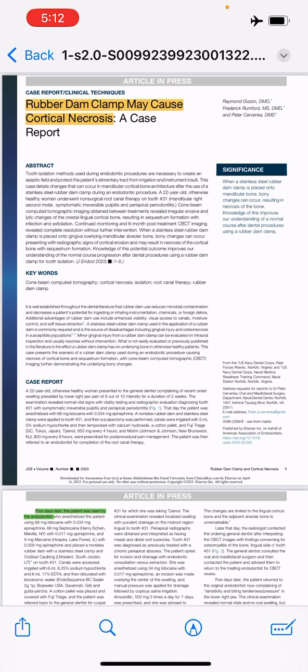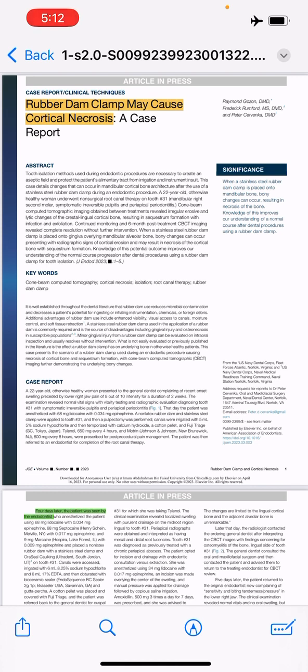It is well established that rubber dam use reduces microbial contamination and decreases a patient's potential for ingesting or inhaling instrumentation, chemicals or foreign bodies. A stainless steel rubber dam clamp, commonly required in the application of the rubber dam, is the source of disadvantages, including gingival injury, which can be evaluated on intraoral inspection and usually resolves without intervention.